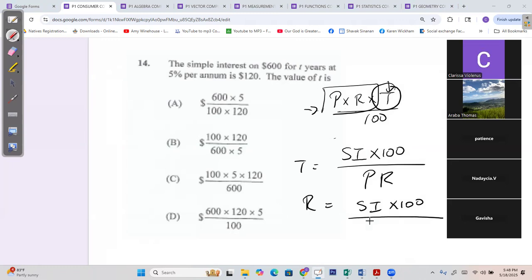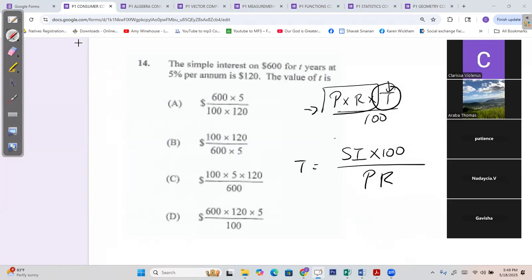So if I want R, what letters are going to be at the bottom, guys? Quickly. So in this case, we want R. So what two letters are going to be at the bottom? Remember, I want R, so R can't be at the bottom. So it's going to be the other two, which are P and T. Okay? So because we want T this time, we're going to use the first one. So all we have to do is substitute accordingly. So it says the simple interest on 600 for T years at 5% is 120.